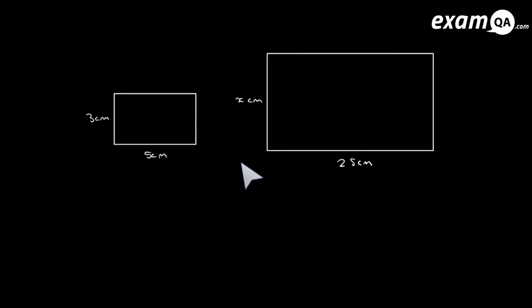So here we need to work out x, and we have two similar rectangles. Now, can we work out the scale factor? Do we have two corresponding sides which are known? Yes, we do. We have the bottom lengths of both shapes known. So we can go ahead and work out that scale factor. That's the 25 on the larger one and 5 on the smaller shape. To get the scale factor, we'll do the larger one divided by the smaller one. So 25 divided by 5 gives us a scale factor of 5.